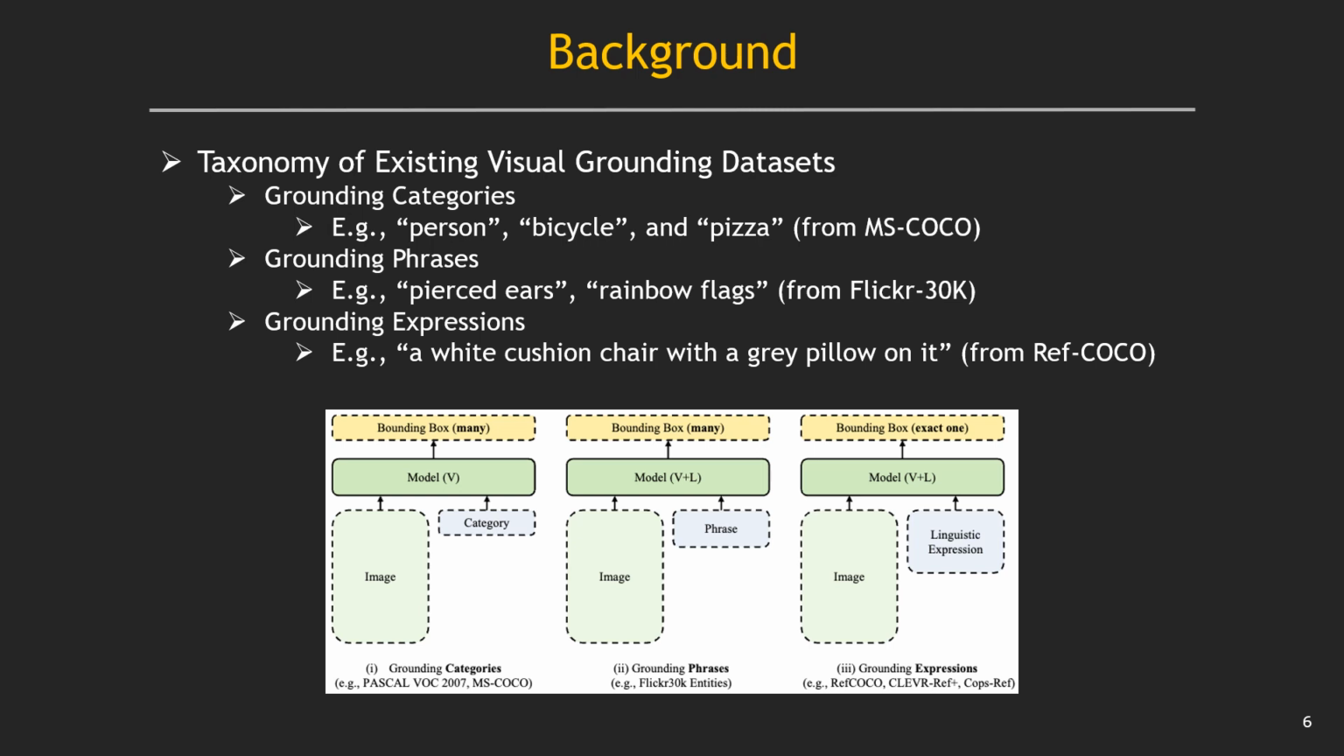The second type is grounding phrases. The most distinct characteristic of this type from the first type is that it is an open vocabulary grounding problem instead of using fixed categories. The last type is grounding free text expressions. For example, a white cushioned chair with a gray pillow on it. In general, expressions in these datasets are written according to the visual appearance and spatial location of an object.